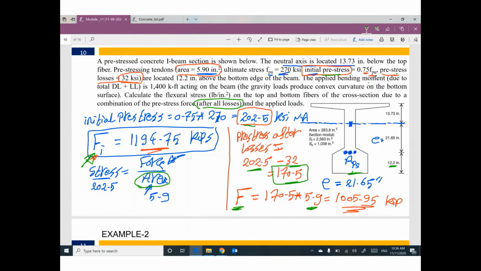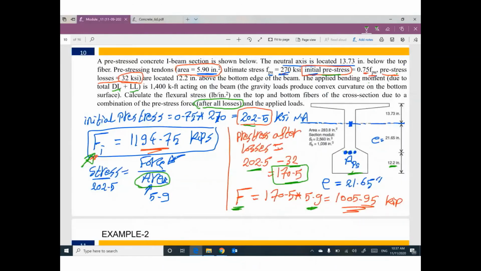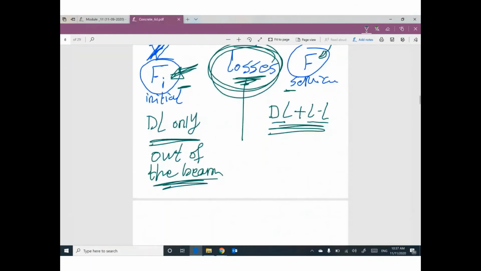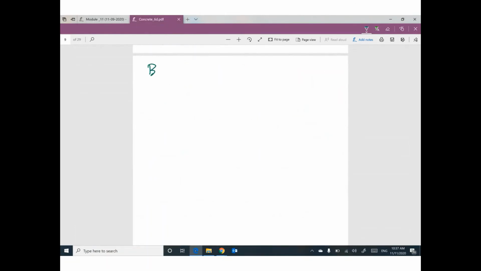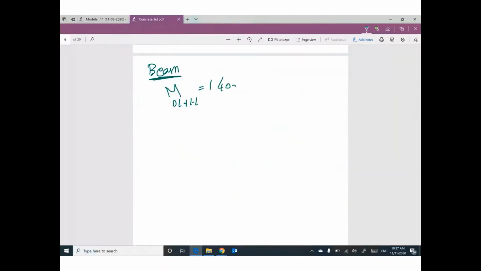Why that makes sense? Because you will consider dead load and the live load at the same time. So you are talking about this stage of loading. Okay, so right now we have a beam. This beam under the effect of M coming from dead load plus live load, it's given, you are lucky, 1,400 kip-foot. This moment will cause tension at the bottom, compression at the top. We have neutral axis in between.